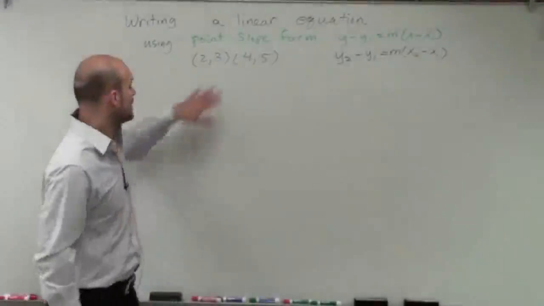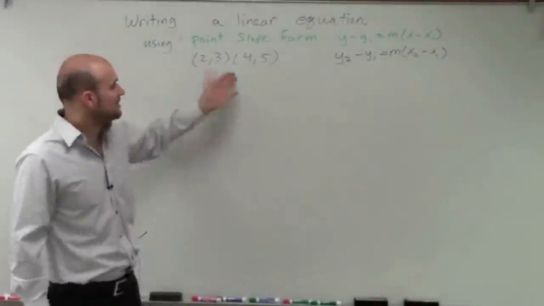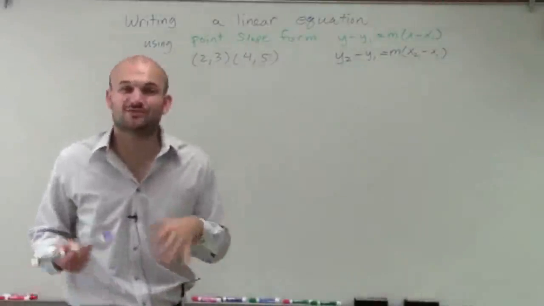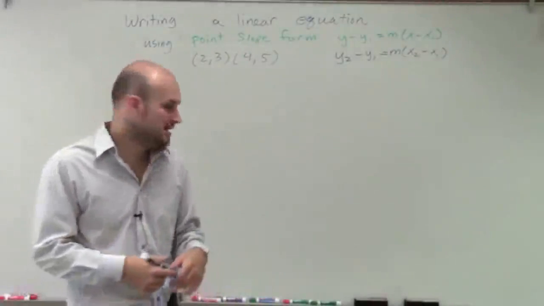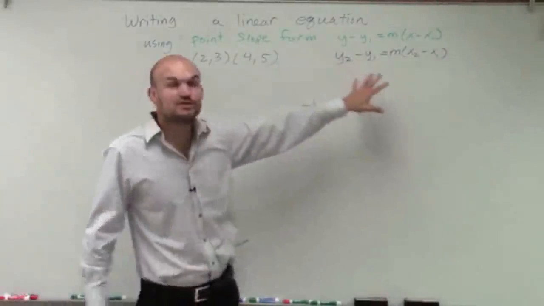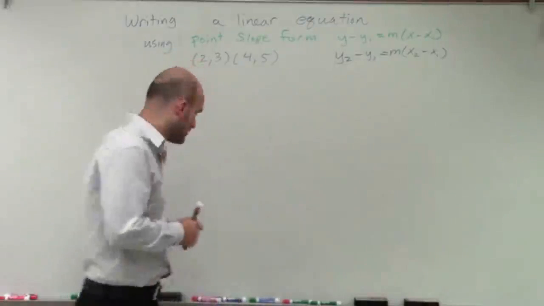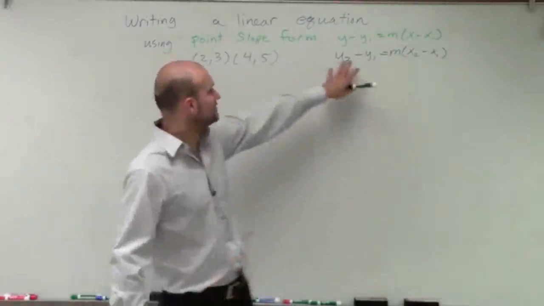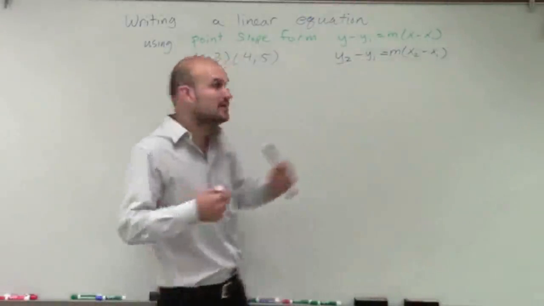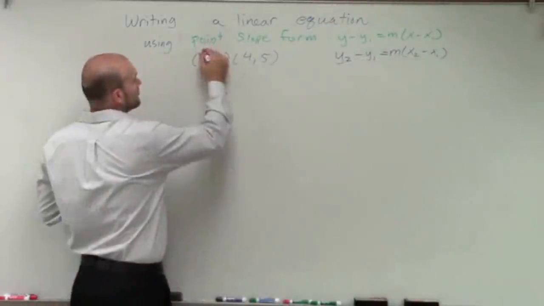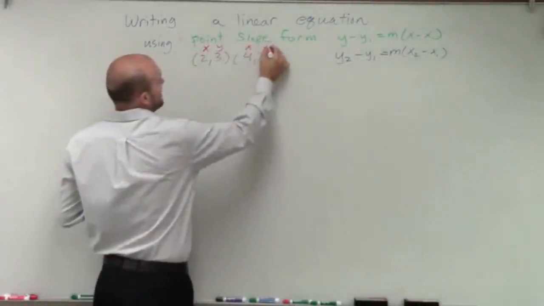All right, so what we have is (2, 3) and (4, 5). And those are our 2 points. What they're asking us to do is write an equation in slope-intercept form. And we're going to do that by using point-slope form. Now, notice on this point-slope form, we have the y2, y1, x2, and x1. So I'm just going to simply label my coordinates in that manner.